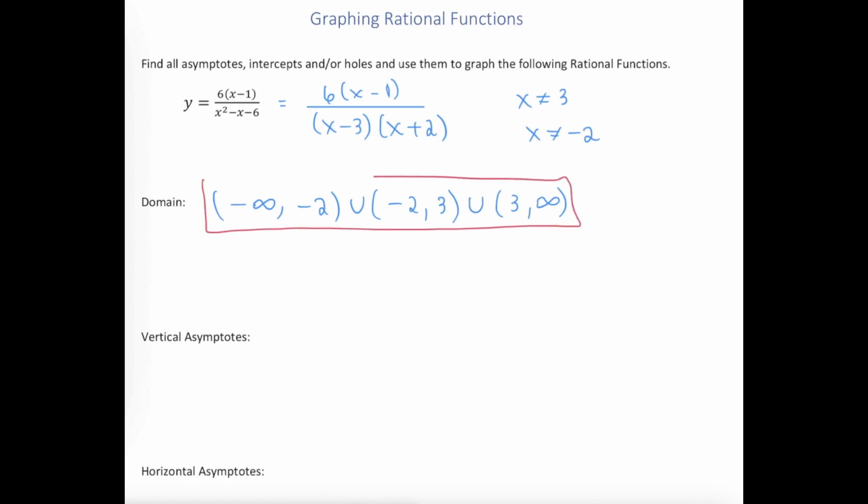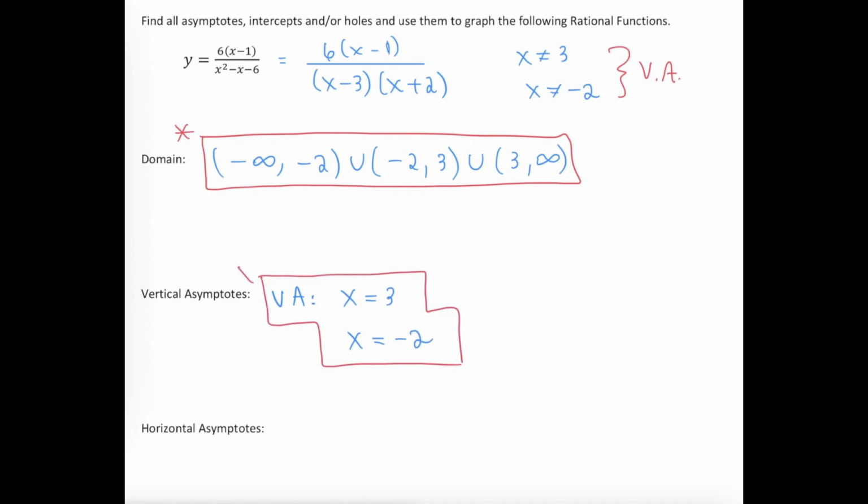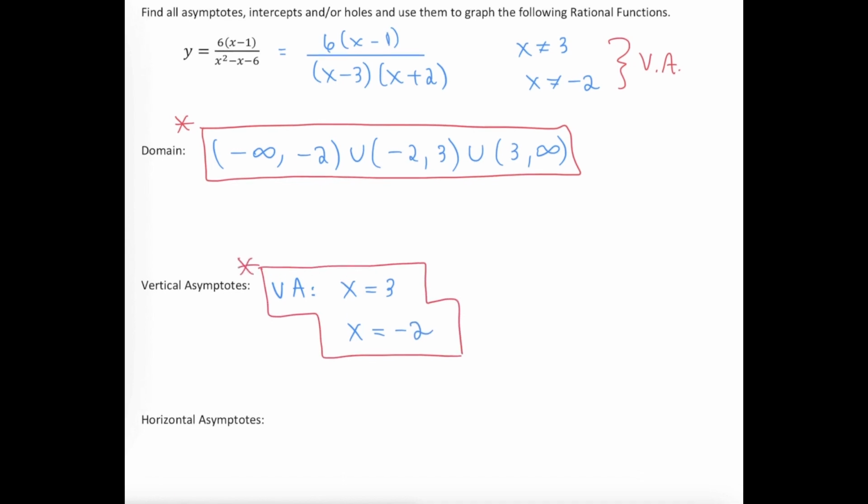Now, the next thing that we're going to look at is the vertical asymptotes, and since neither of these factors canceled out, both of these domain restrictions are going to translate to vertical asymptotes. So we'll see that we have two vertical asymptotes. One of them is going to be at x equals 3, and the other one will be the vertical line x equals -2. Both of these are essentially going to become like fences or lines that you cannot cross in the graph.